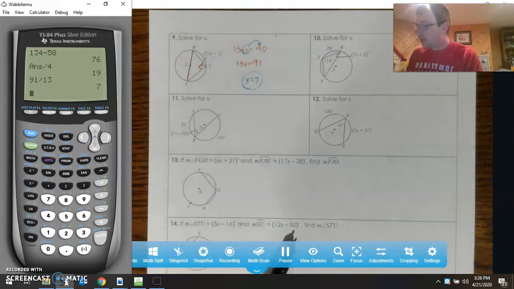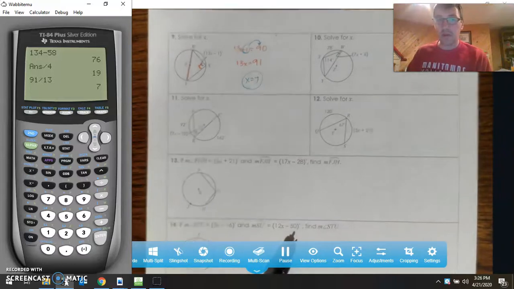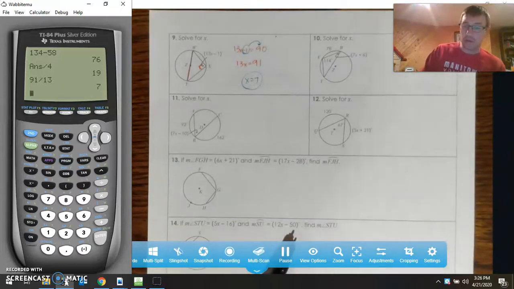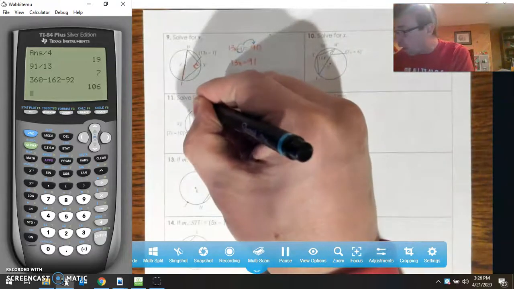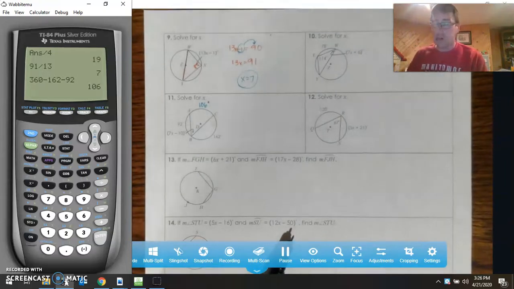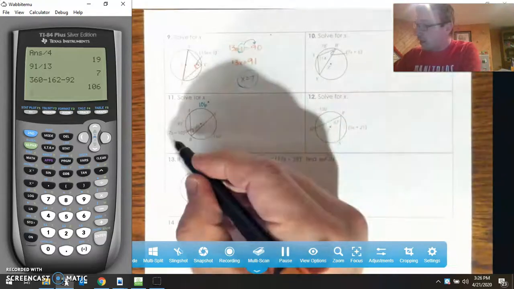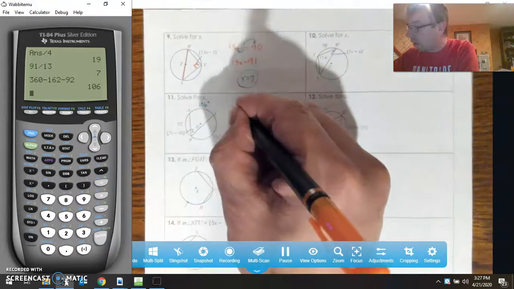Okay, let's take a look at number 11. Now if you remember right, in number 11, we know there's 360 degrees in a circle. So if I take 360, subtract 162, subtract 92, I know this arc here will be 106 degrees. Again, 360 degrees in a circle. Subtract the 2 arcs out there, we get 106. So I know then that this angle 7x minus 10 is 1/2 the arc.